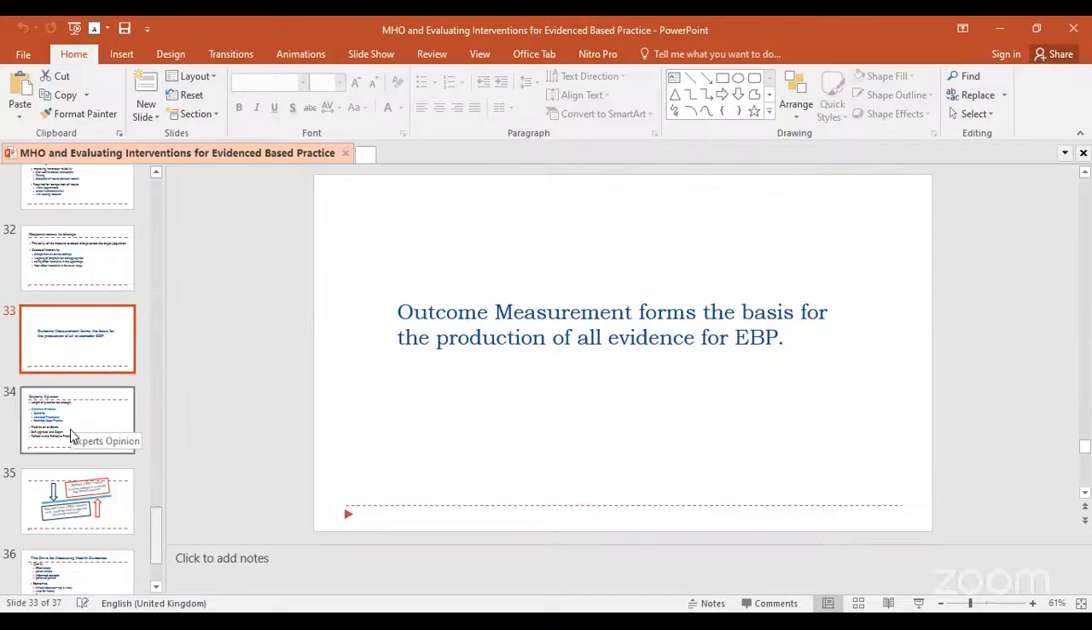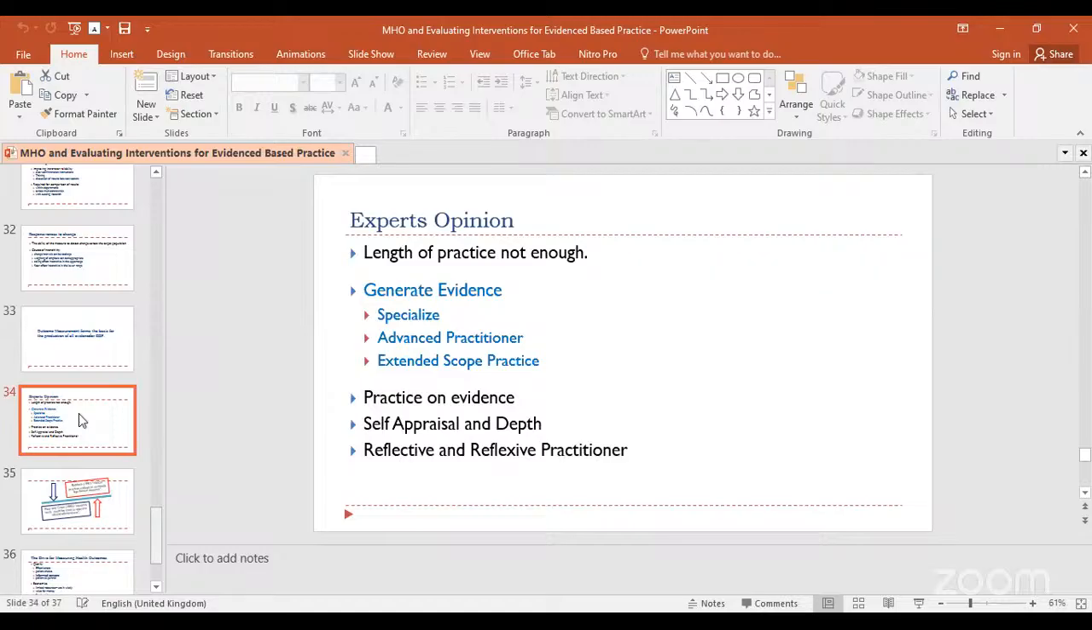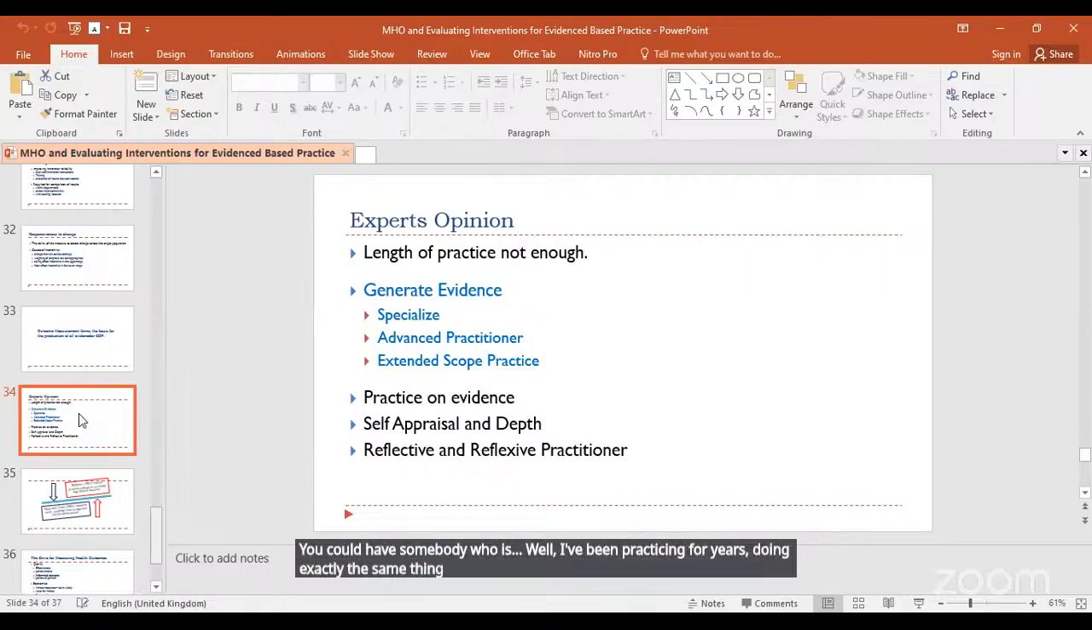I'm going to write up now. So, expert opinion, length of practice is not enough. You can have somebody who has been practicing for years, doing exactly the same thing over and over again.